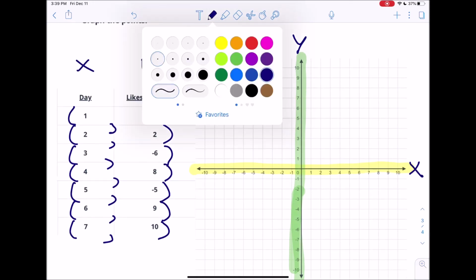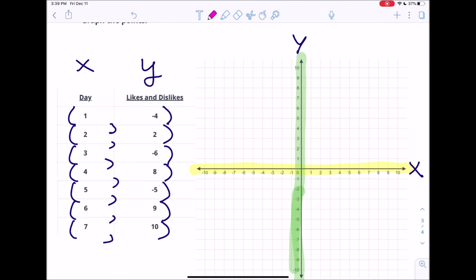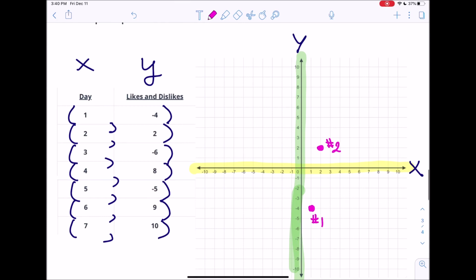So let's do this. I'm going to pick pink, and we have day 1 is -4. So 1 and -4 is going to be right here. 2 is 2 and 2. So this was day 1. This is day 2. So day 1 looked a little rough. 4 people disliked it. But day 2, we got a couple of people liking it. Day 3 is -6. That's not good. See here, I'll number them here too, so you can see which ones I'm labeling and follow along.